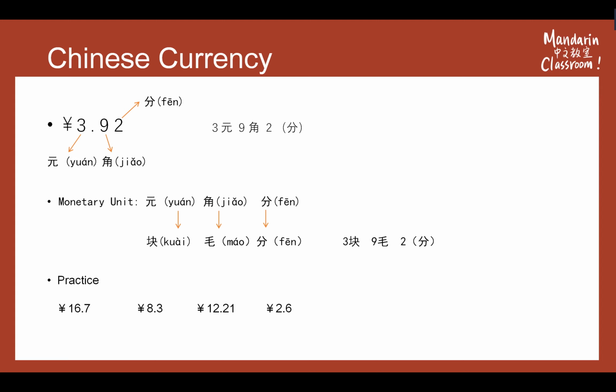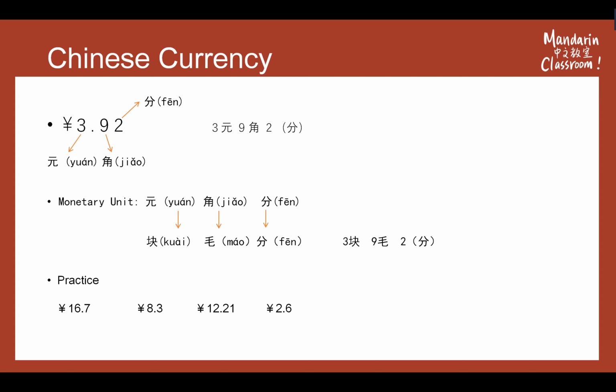the unit is yuan. Okay. And after the dot, the unit for the first digit after the dot is 角. And the second digit after the dot is fen. Okay, so we say the number first and then the unit. So this price we could express as 3元9角2分.